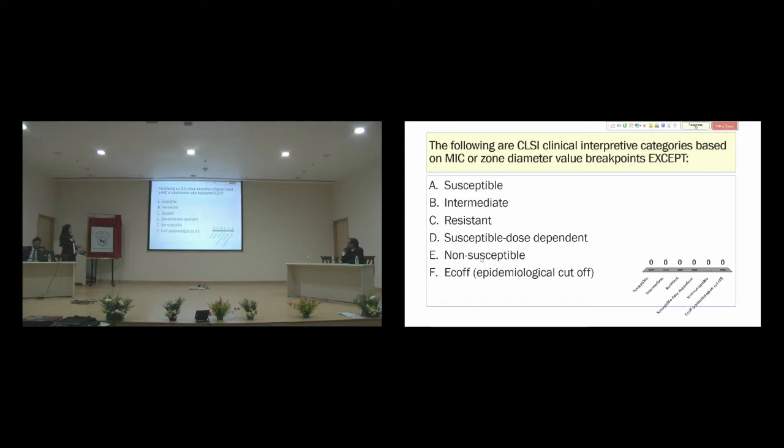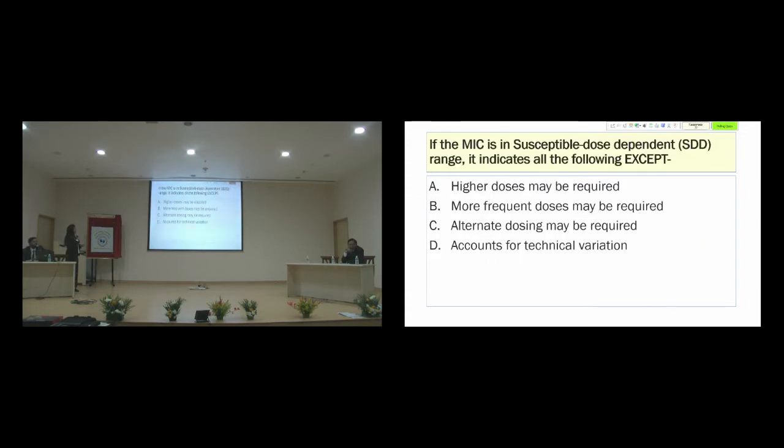Over 60 responses are there. So, most of you have answered correctly. Epidemiological cutoff value should not be interpreted for clinical breakpoint purposes. It is only for epidemiological study. We record it as wild type and non-wild type. These breakpoints should not be used for clinical reporting. Answer this question please. This is regarding the SDD, that is the susceptible dose dependent concept. If the MIC is in the SDD range, it indicates all of the following except which one?